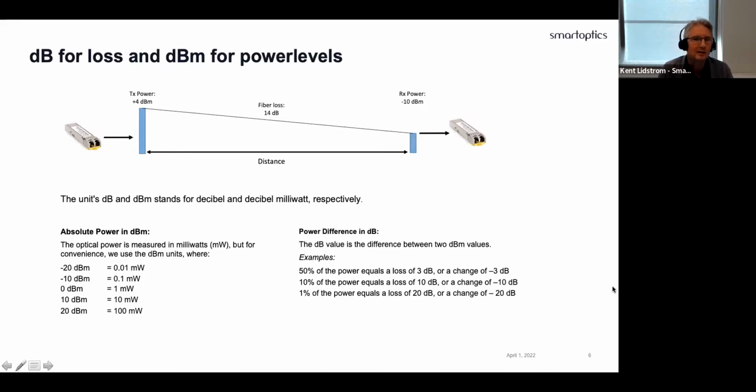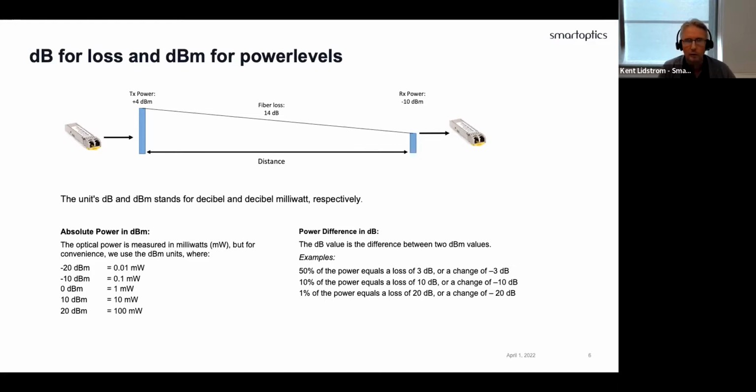If we look at the transmit side on the left part, the TX power in this example is plus 4 dBm, so that's an absolute value. We shoot the data across the fiber link where we get into the receiver with minus 10 dBm, also an absolute power value. That means we have had a fiber loss of 14 dB. So that's the difference in the terminology. You can jump to the next slide.